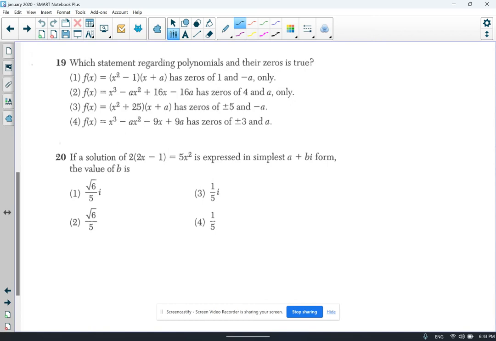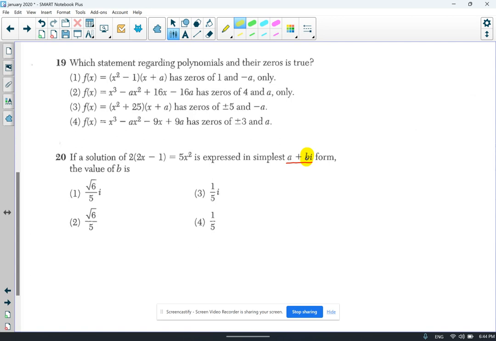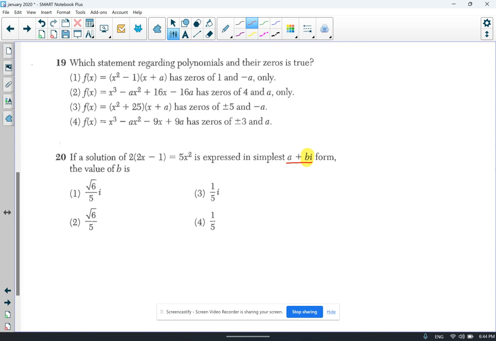In this video, I'm going to be going over problem number 20 from the January 2020 Regents. If a solution of, and they give us an expression, is expressed in simplest a plus bi form, so pay close attention to this. The value of b is, so they're specifically only asking for the value of b, the coefficient to i. Keep that in mind when we go over the final answer to this problem.